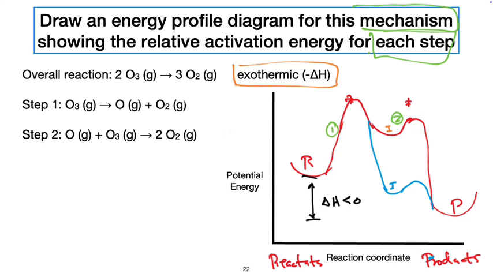Which is correct, the red path or the blue path? That's a hard question. Let's try a different question. Does the blue path still answer all of these statements correctly? Still 2 steps. Still an exothermic reaction. The first step is still the slowest because it has the largest activation barrier. So which one's correct?